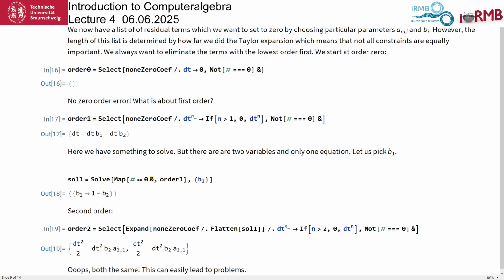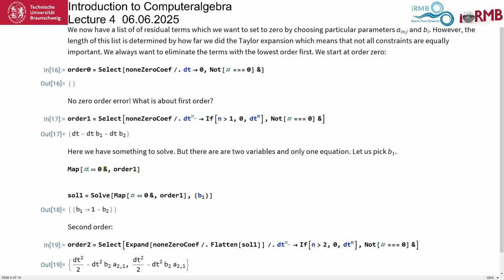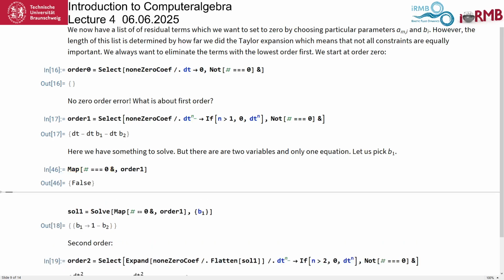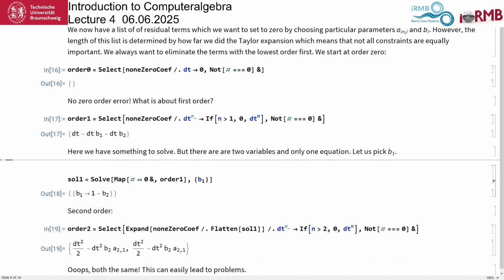It doesn't even allow me to write it. Why not? Probably only with the map. If we map with three equal signs, it should allow. So if we just map, maybe I have to rewrite it. That's the point. So that would give you false, and then solve would tell you that you cannot solve false. Okay, it doesn't work.